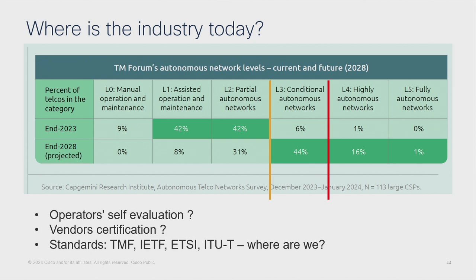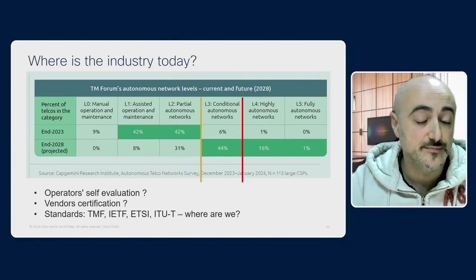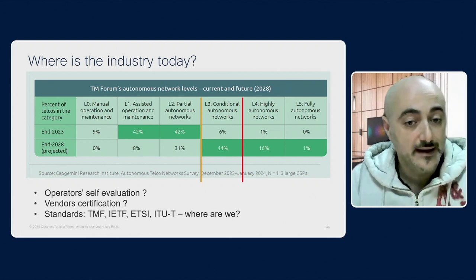in this ladder? Where are the various operators? There is a research which was done a few months back, at the end of 2023, where several large service providers were interviewed to understand where they thought their network was in the various levels. And you see that at the end of last year, the vast majority was between level 1 and level 2.